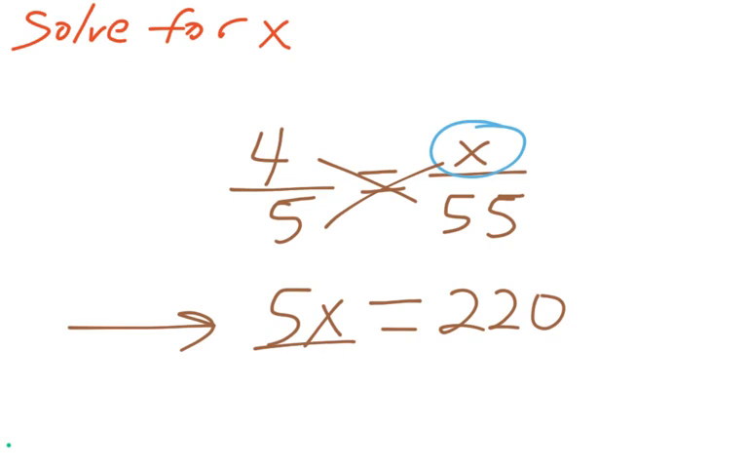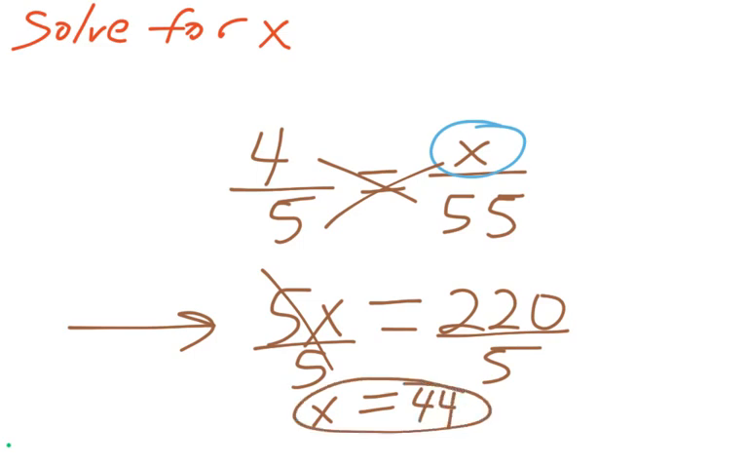And you'll solve equations throughout algebra and mathematics. That will never, ever go away. So we divide both sides by 5 here. Hopefully you see the relationship. And you get 44. Okay? So that's probably the easiest way to solve this.